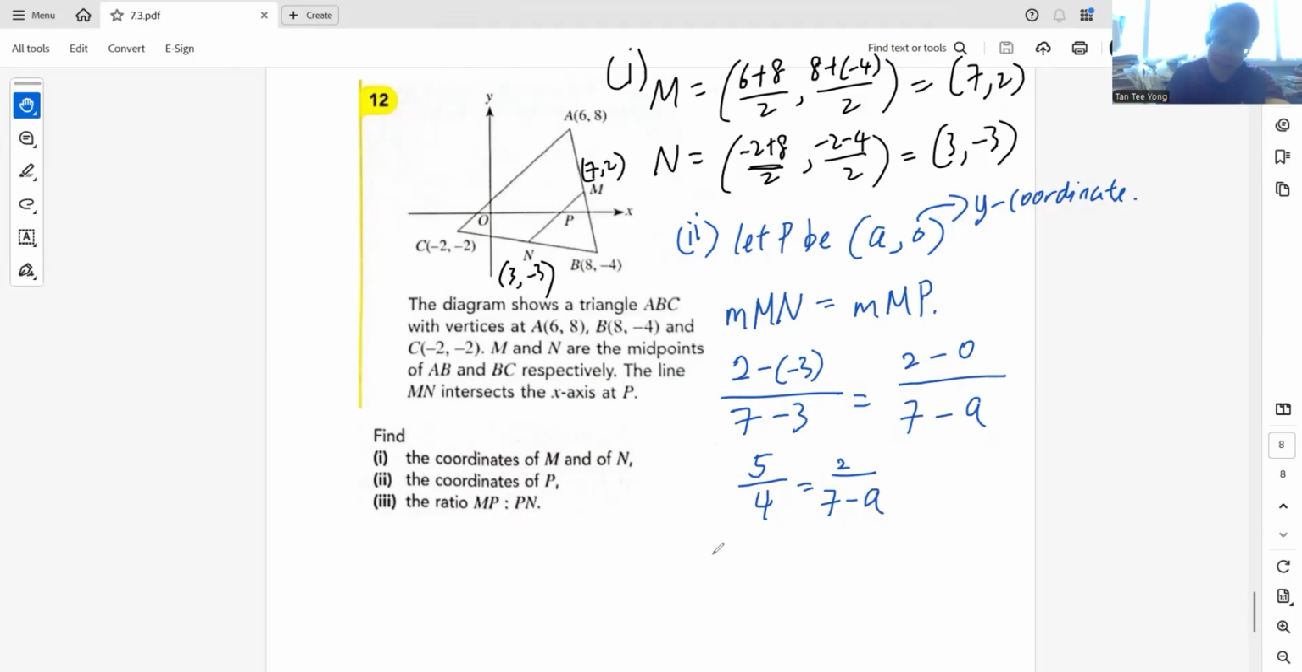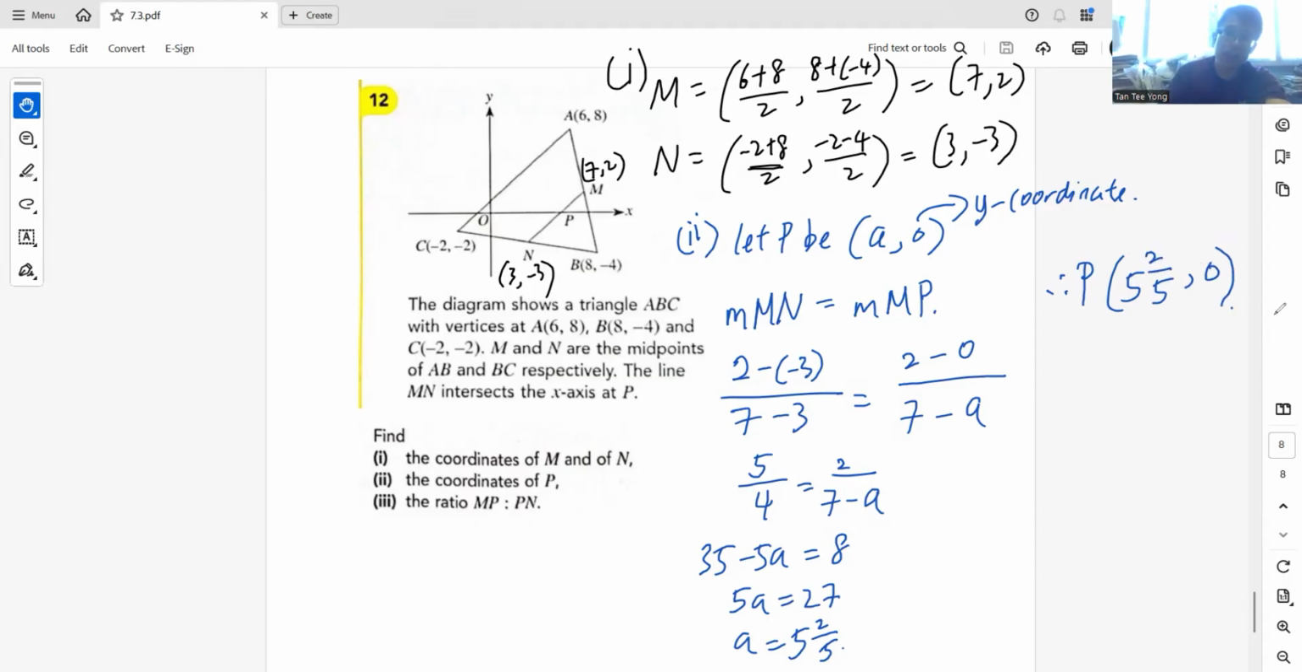So cross multiply and everything. 35 minus 5a equals 8, so 5a equals 27, so a equals 5 whole 2 over 5. Therefore, my coordinate P is (5 whole 2 over 5, 0). Okay, so this is my coordinate P.